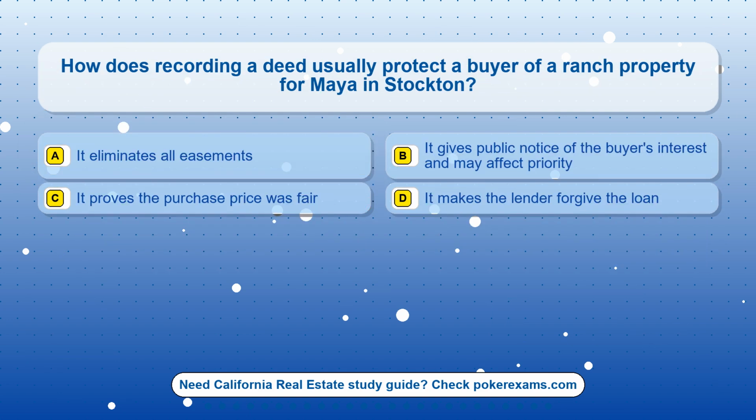Question 7. How does recording a deed usually protect a buyer of a ranch property for Maya in Stockton? Option A. It eliminates all easements. Option B. It gives public notice of the buyer's interest and may affect priority. Option C. It proves the purchase price was fair. Option D. It makes the lender forgive the loan.